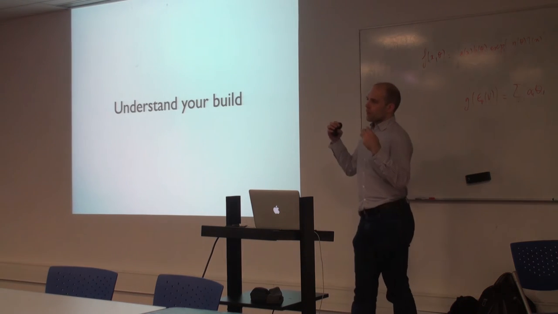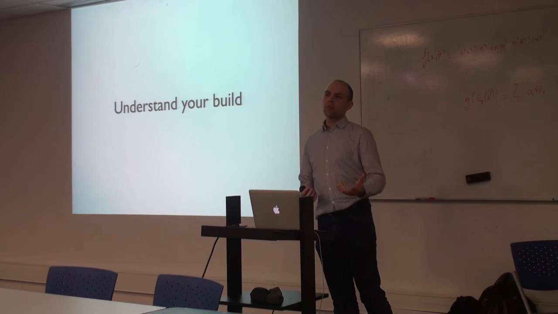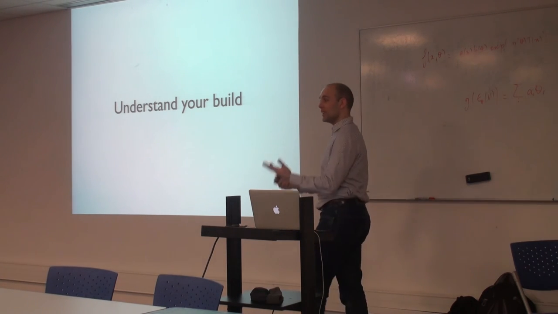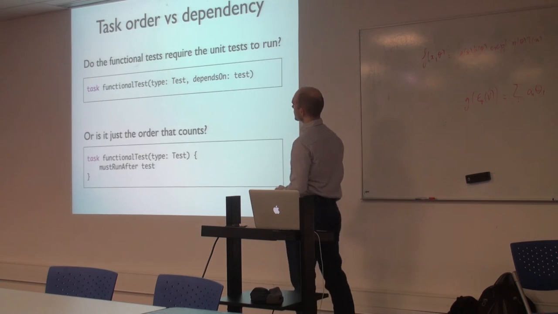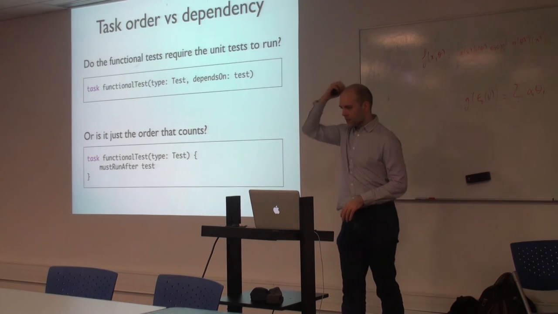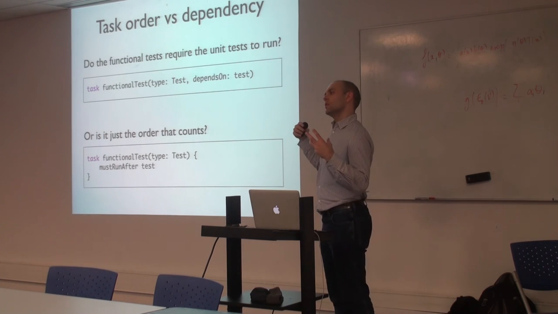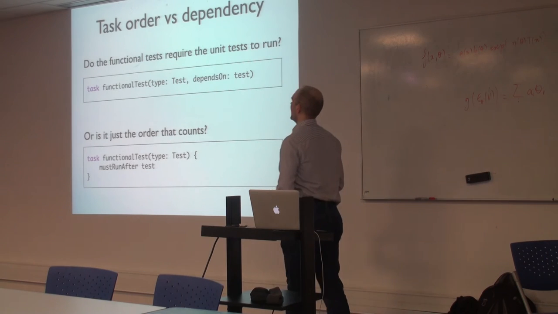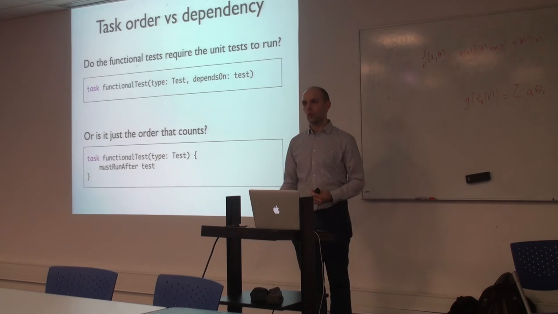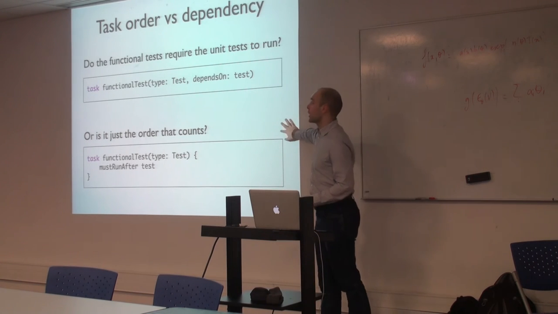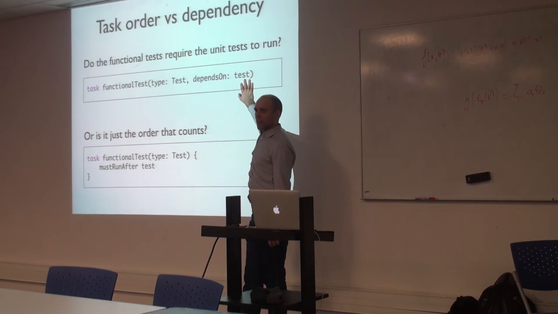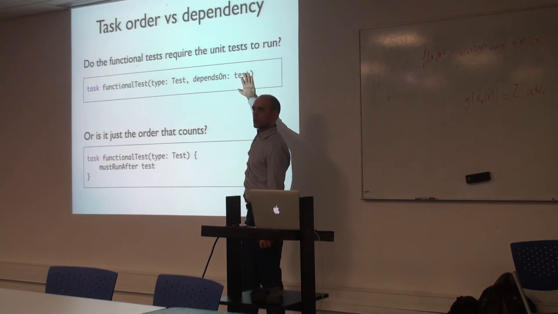Okay, so another important part of developing maintainable builds: actually understand what you're trying to do, and what you're trying to achieve. So, for example, understand whether your build process is implying a dependency or just has a required order. And I mentioned this one earlier. It's when you have functional tests. Do functional tests depend on you running the unit tests?